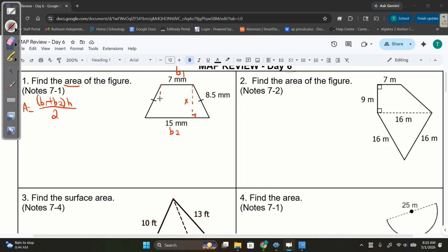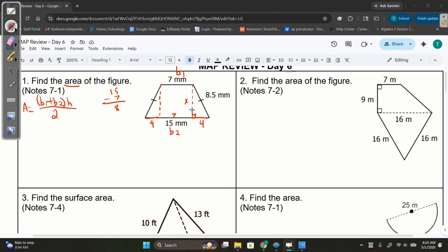So we're going to have to use some sort of mental gymnastics to find out what it is. Here's how we would do it. I would say that if this part here is 7, this down here is also 7. And I can do 15 minus 7 and get 8, meaning that between these two pieces I have 8 millimeters. So I'm going to cut that 8 in half and say that each of these pieces is 4 millimeters long.